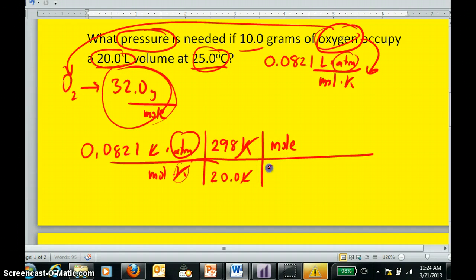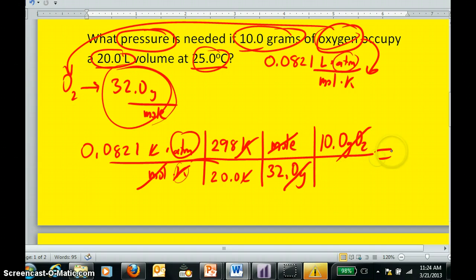1 mole of oxygen is 32 grams of oxygen. And moles will cancel moles. Of course, I still don't have my pressure because I have to cancel mass. The only thing that cancels a mass is a mass. And that's why I was given 10 grams of O2. And when I take out my calculator, I get 0.382 atmospheres of gas. Lovely application of the ideal gas law.